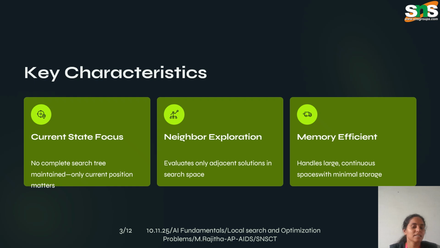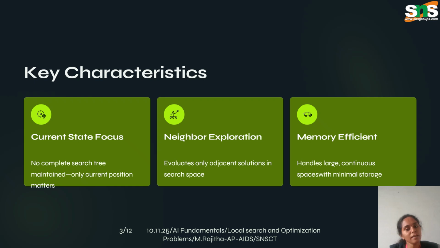So the key characteristics are current state focus, neighbor exploration, and memory efficiency. The algorithm remembers only the current solution, not the whole path. Neighbor exploration means it examines nearby or neighbor solutions to see if improvement is possible. Memory efficiency makes local search ideal for huge or continuous search spaces where storing all states is impossible.